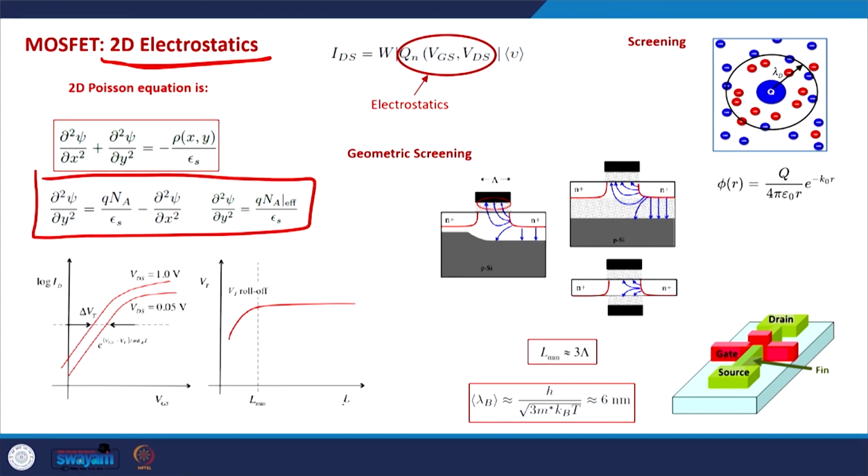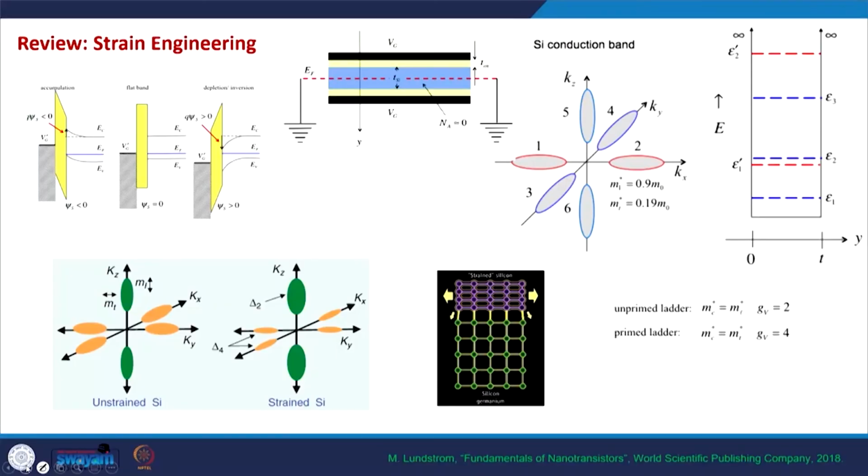And as a method of countering these 2D electrostatic effects, we discussed the idea of geometric screening, which is done by surrounding the channel with the gate on multiple sides. Okay, so after the 2D electrostatics, we had a discussion on strain engineering, how strain can enhance the performance. Strain applied in certain directions can enhance the performance, giving better current in a nanotransistor.